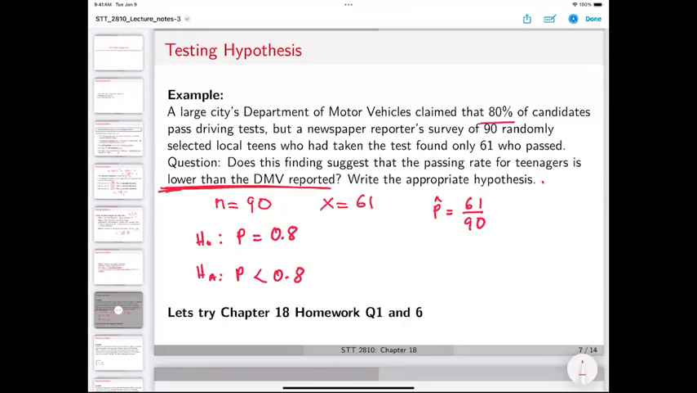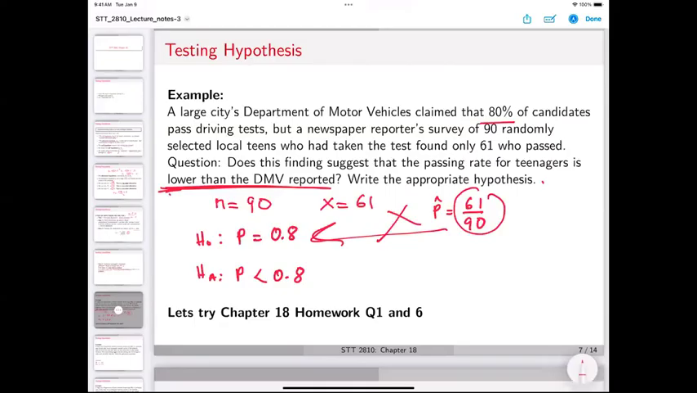The hypothesis formulation is always about the parameter, not the proportion. So you don't have to put this value here. That will be incorrect. Is that okay? This is P hat. The hypothesis is always about the what? The population or the parameter. So you see how I was able to formulate this hypothesis based on this problem.